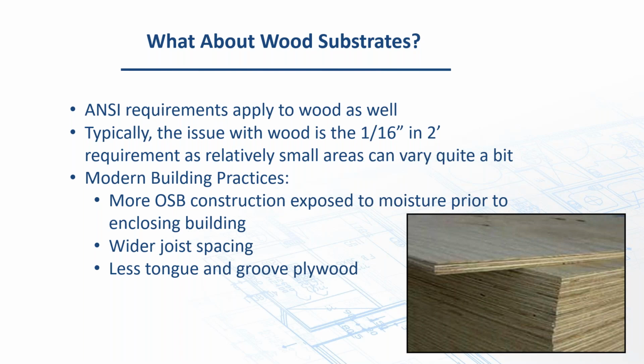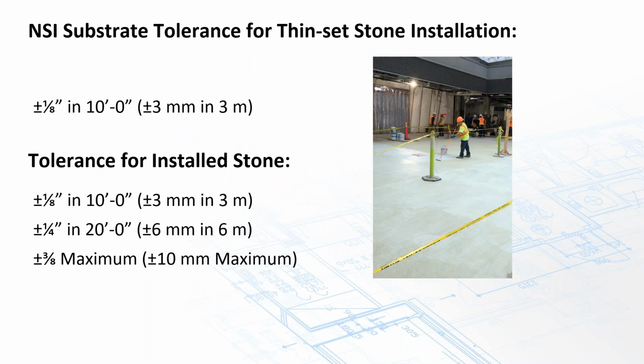But commonly we see more OSB construction these days. I'm in South Florida, no OSB down here. Wider joint spacing, they're going 19.2, 24 inches on center, and less tongue and groove plywood for the substrate itself. These all lend themselves to other issues. The NSI, or National Stone Institute, substrate tolerances for thin set installation are 1/8 of an inch in 10 feet. Tolerances for the installed stone is an 1/8 of an inch in 10 feet, or maximum 3/8 of an inch.